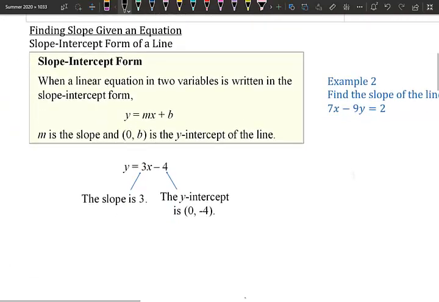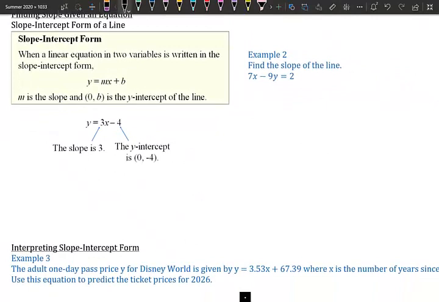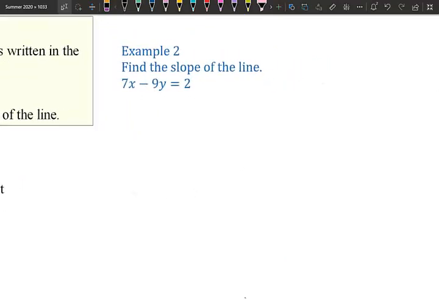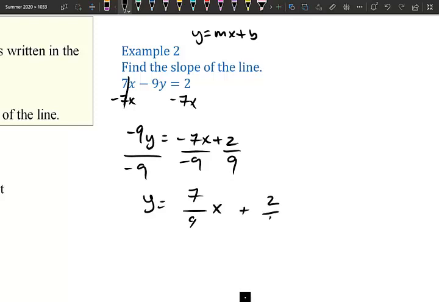Let's find the slope of a given equation. So we already practiced this a little bit, and we've talked about slope-intercept form. So we know that the slope is the number with the x, and the y-intercept is 0 and the number. In order to find the slope, we need to solve for y, because it needs to be y equals mx plus b. So we're going to subtract 7x from both sides. And when we do, we're left with negative 9y equals negative 7x plus 2. And then divide everything by negative 9. So when we do, we have y equals positive 7 over 9 x plus 2 over 9.